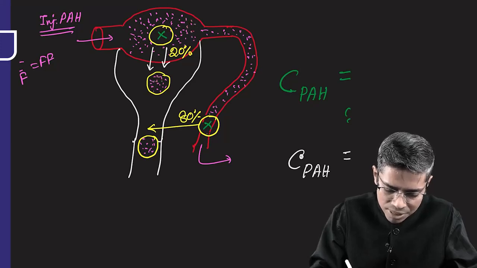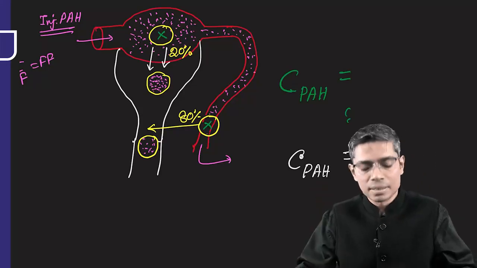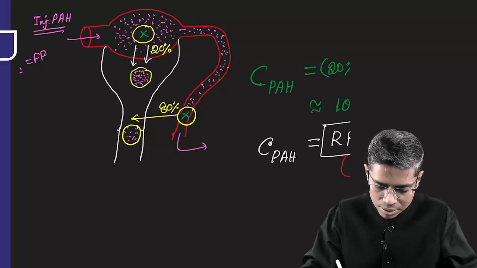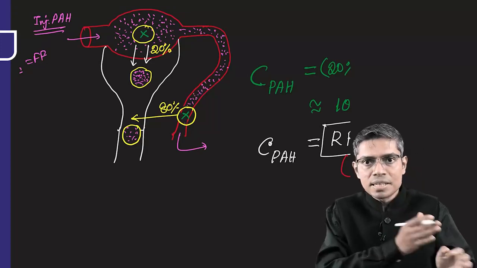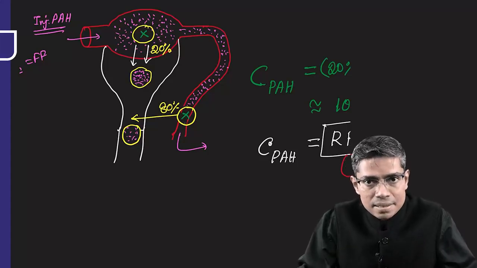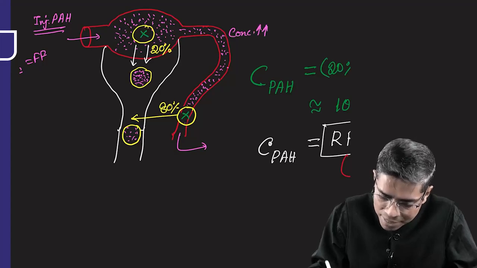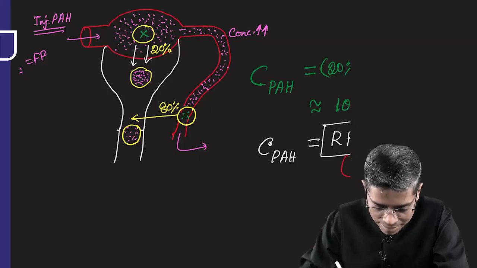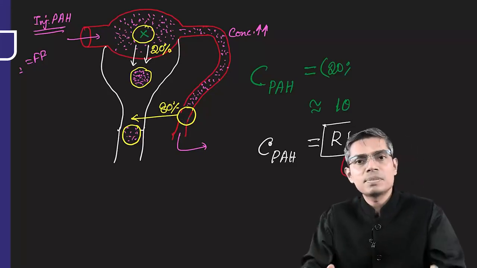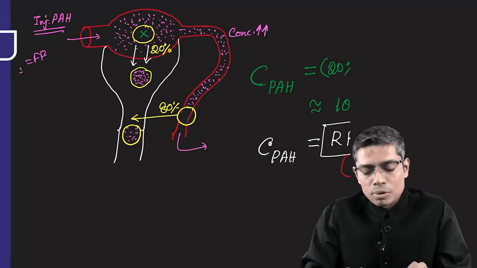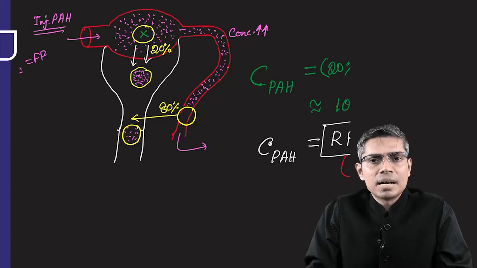So there will be more filtration here, and more clearance at that level, no problem in that. But the remaining PAH will go through the peritubular capillary of the proximal tubule, and it will try to get secreted. In these cases, because the PAH concentration is very, very high at the level of the peritubular capillary, do you think all this PAH will be secreted at the level of the proximal convoluted tubule when the concentration of PAH is very, very high? Answer is no.